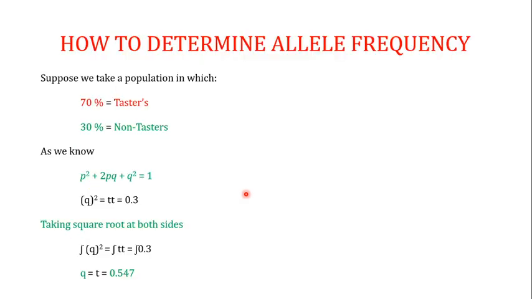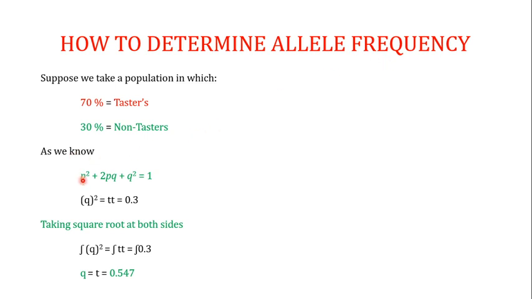Now how are you determining the allele frequency using the equation p square plus 2pq plus q square? Let us take an example of a population in which 70% are tasters and 30% are non-tasters. If you look at these tasters, you cannot determine the allele frequency from here directly, because the tasters can be in the capital T capital T genotype, or the capital T small t genotype. But the non-tasters can only be present in the small t small t genotype. Now we will use this 30% non-taster information to determine the allele frequency of the capital T and the small t.